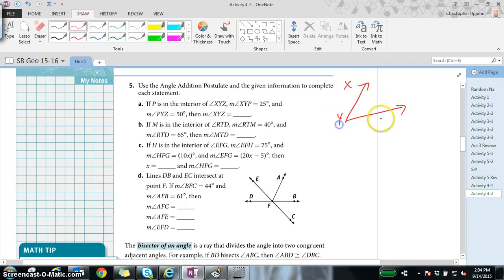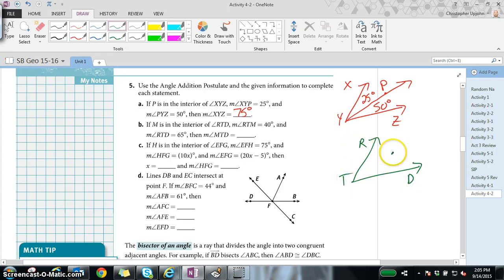So Y is our angle, P is in the interior, and then we label XYP is 25 degrees, PYZ is 50, so what is measure of XYZ? Well, you just add them up, 75 degrees. Do the same thing for letter B here, and you can draw your angles however you want, but we have RTD, M is in the interior, so RTM is 40, and RTD, this whole thing is 65. So we're actually using subtraction, and we figure out it's 25 degrees.